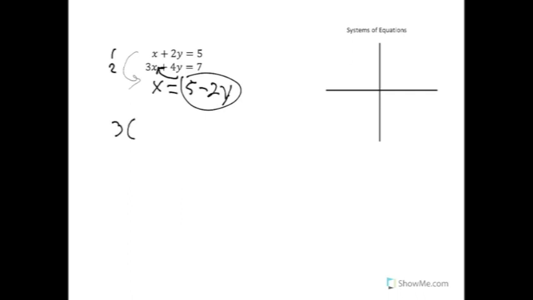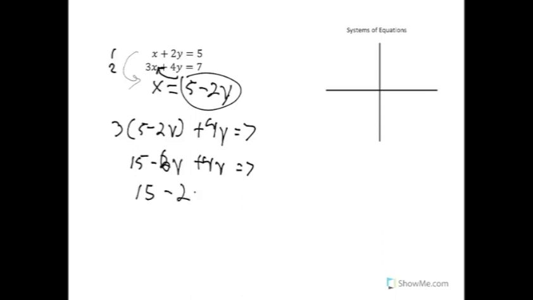Then that would look like 3 times (5 minus 2y) plus 4y is equal to 7, which if I carry these terms through, 15 minus 2y, or I'm sorry, 15 minus 6y plus 4y is equal to 7. Appreciate your understanding of my handwriting here. 15 minus 2y is equal to 7. Then I can rearrange this and say negative 2y is equal to negative 8. Divide both sides by negative 2, y is equal to 4.